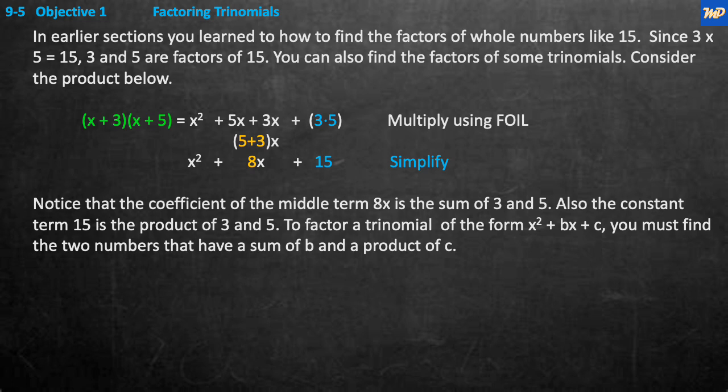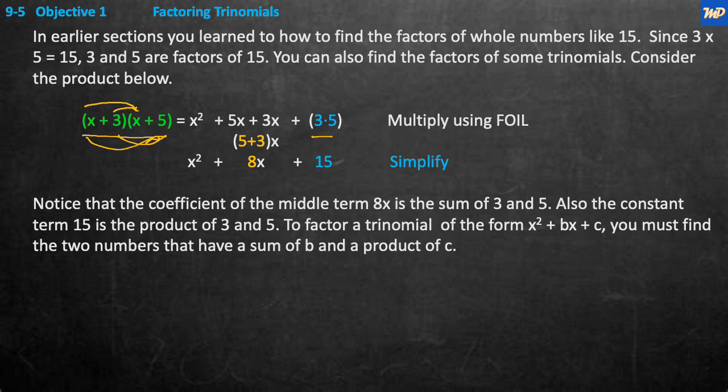Consider the product below. The quantity x plus 3 times the quantity x plus 5. If we multiply that out using FOIL, we're going to get x squared from the firsts, the x's. We're going to get 5x and 3x by doing the outer, which is x times 5, and 3 times x. And then finally, we're going to get the 3 and the 5 multiplied together to get the 15. 3 times 5 is 15.